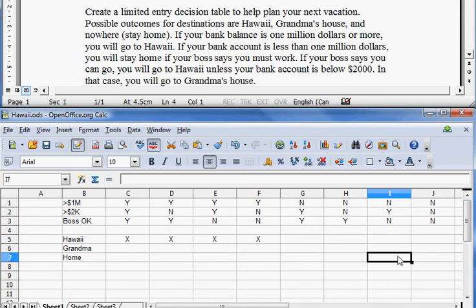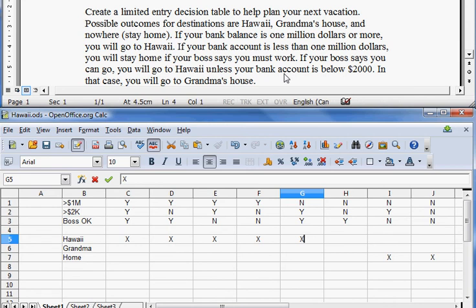So that means we're going to stay home if we don't have over $1 million and the boss is not okay for us to go. We are going to stay home. So we put an X here and we put an X here. Okay. If your boss says you can go, i.e. it's boss okay, you will go to Hawaii unless your bank account is below 2,000. So if it's okay with the boss, you still got a shot at going to Hawaii if your bank account is greater than or equal to $2,000. So we put that here, put an X here, we're going to Hawaii.